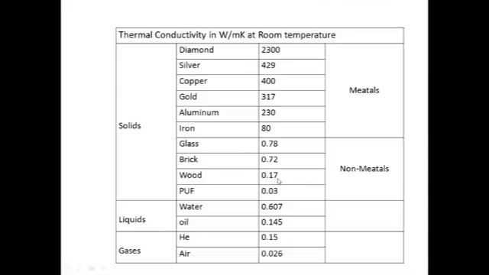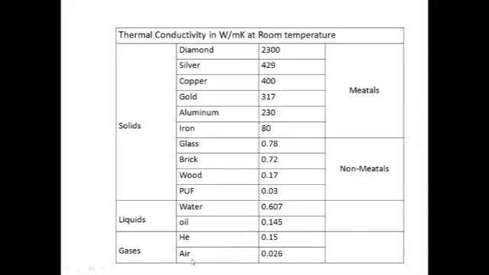Wood is around 0.17 watts per meter Kelvin only. Polyurethane foam is 0.03 watts per meter Kelvin only. If you take liquids, water has a thermal conductivity of 0.6 watts per meter Kelvin, and oils exhibit much less than that, around 0.14 watts per meter Kelvin. In gases, air has a very low thermal conductivity, 0.026 watt per meter Kelvin. Of course, nitrogen is the one having the least thermal conductivity.